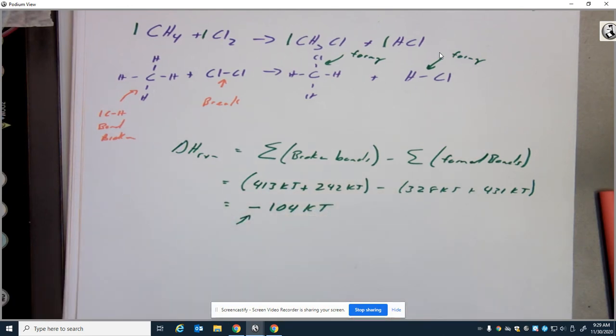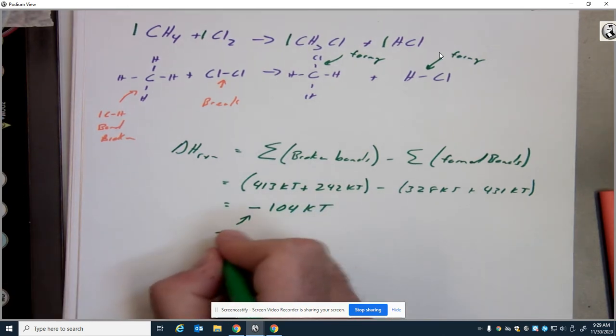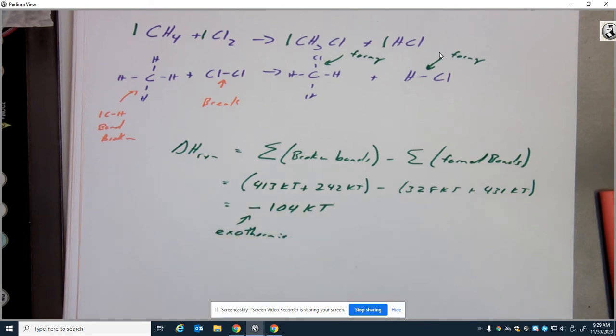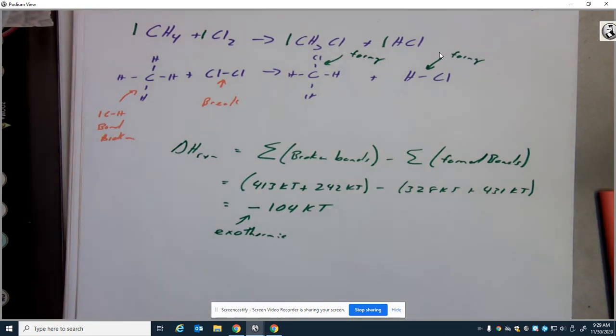Now, what does that negative sign tell us? It tells us that it's exothermic. And that is actually pretty close to the real delta H of that reaction. All right, so that was a simple one. Let's try a little bit harder one.